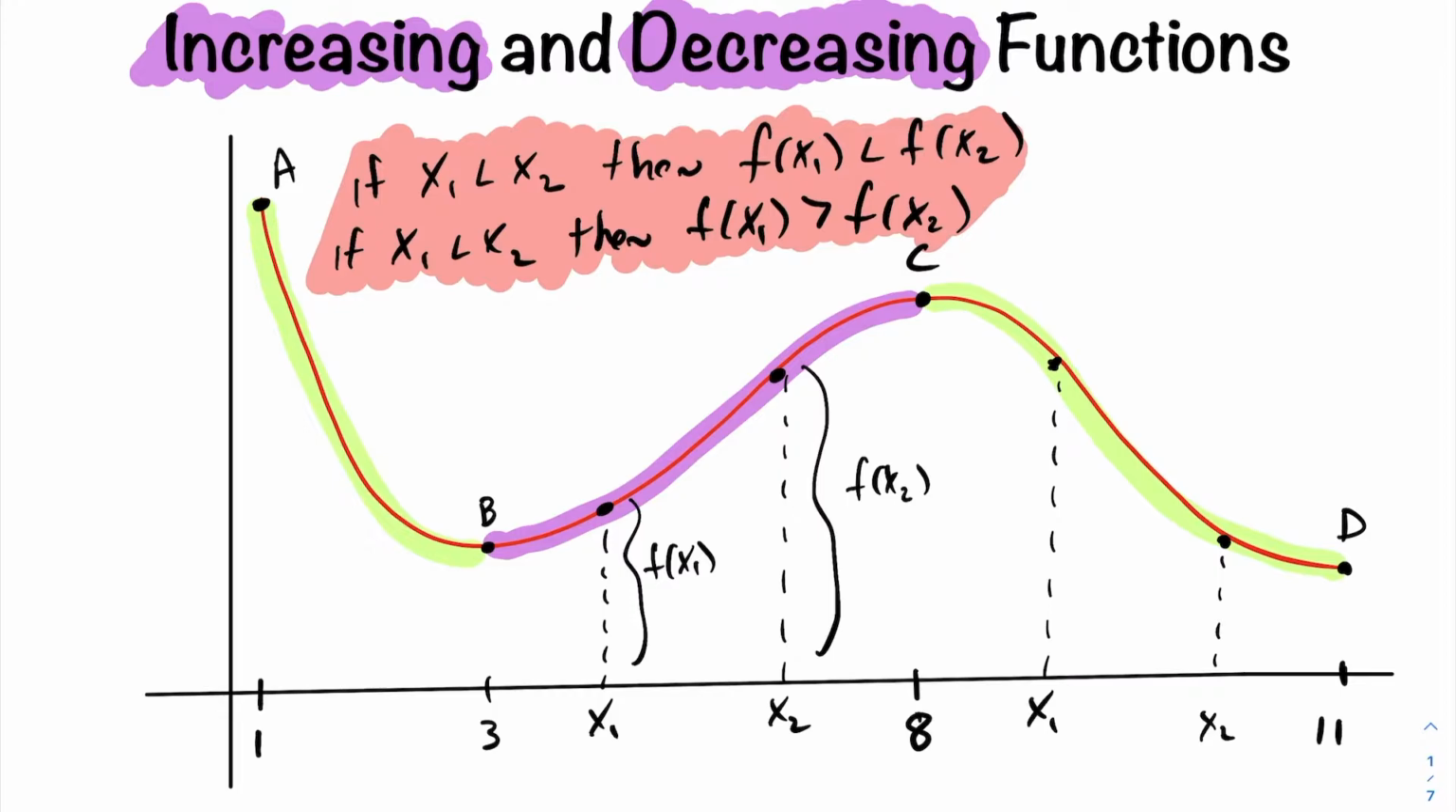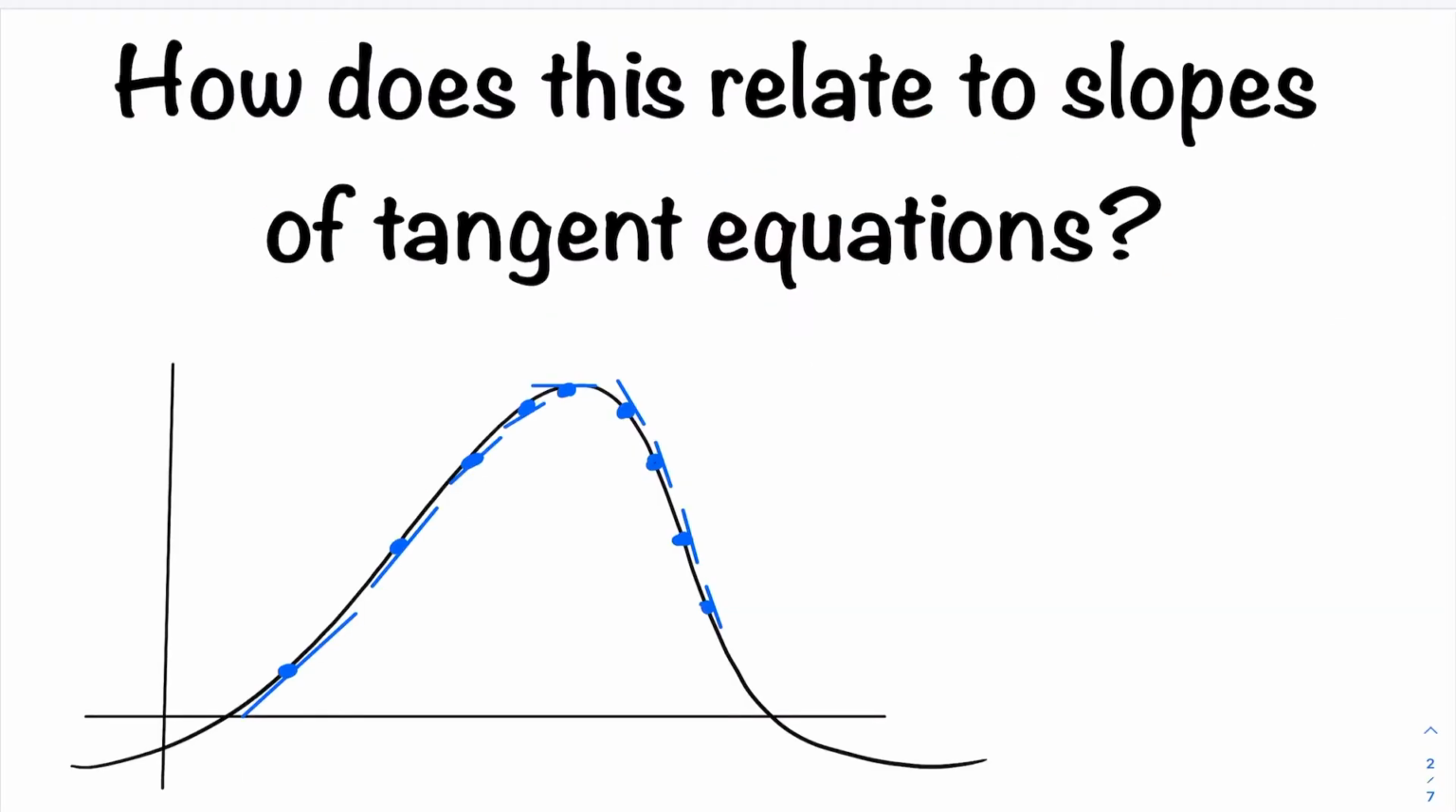Now the question becomes, how does this relate to the slopes of our tangent equations? Well, take a look at the following graph here. What I've done is a rough sketch of our tangent equations at various points on this graph. And notice we can see visually that our function is increasing on this interval here. We have an increasing function. And notice all of its tangent equations, the slopes are positive.